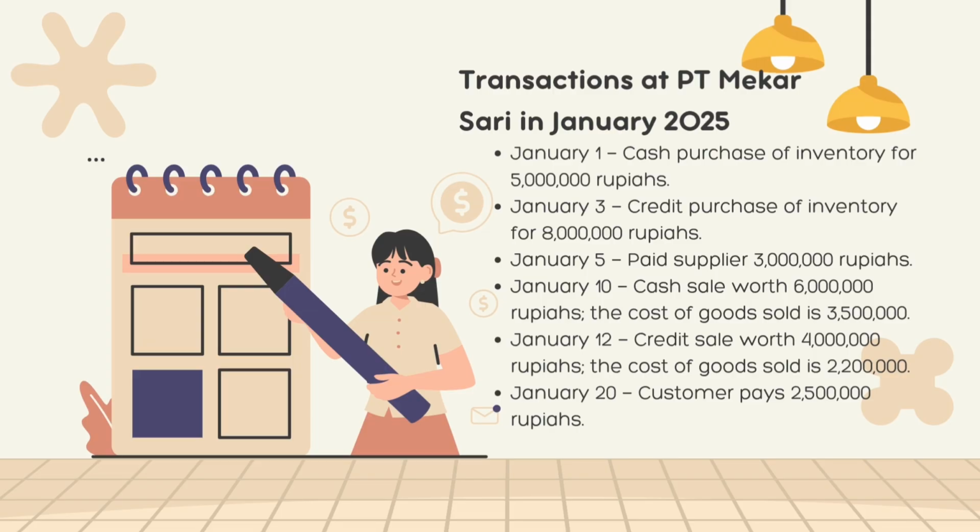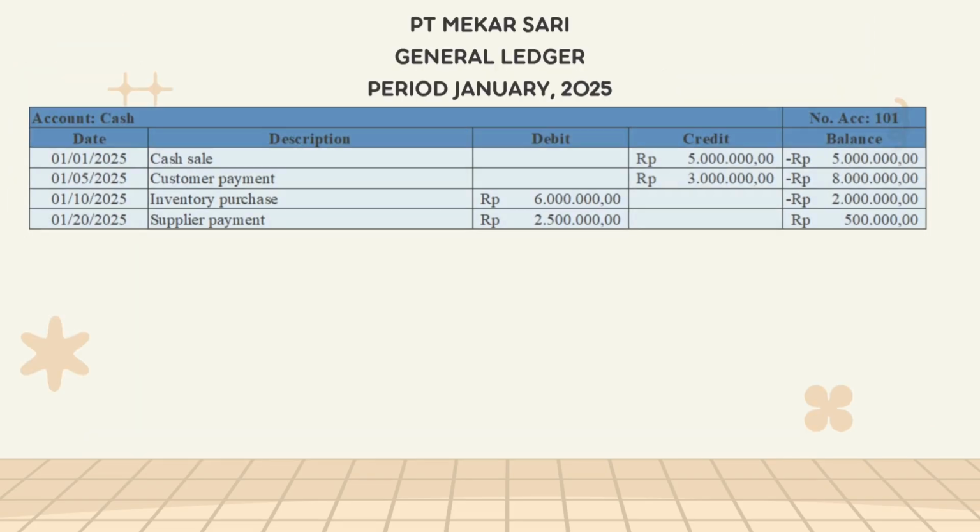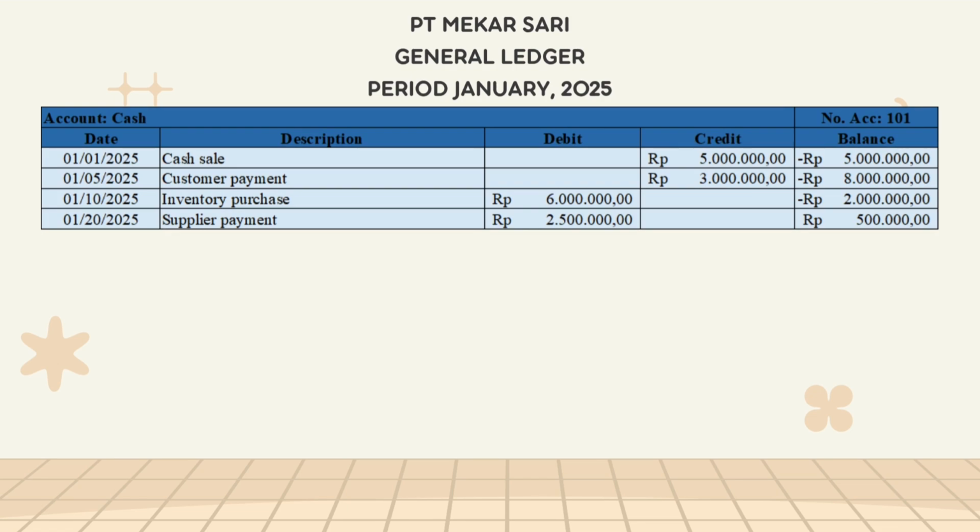On January 12th, credit sales of 4 million rupiah with a cost of goods sold of 2,200,000. And on January 20th, a customer paid 2,500,000 rupiah. After recording these transactions to the general ledger, the cash account records debits of 6 million for sales and 2,500,000 for customer payments, and credits of 5 million for cash inventory purchases and 3 million for supplier payments, resulting in an ending debit balance of 500,000.